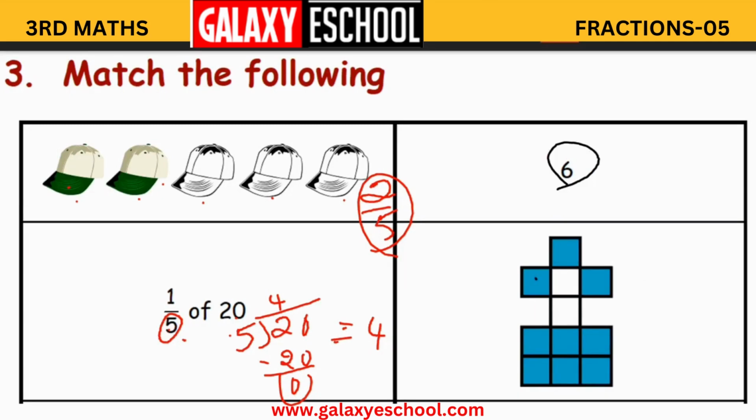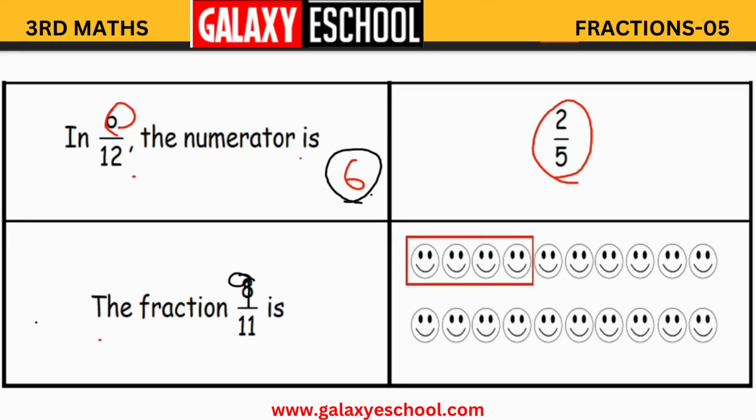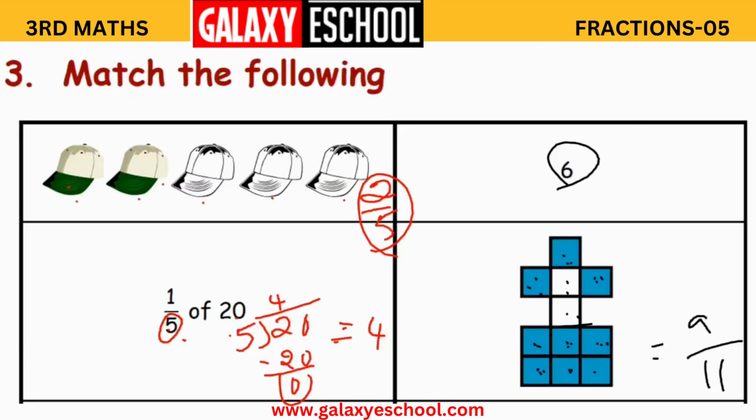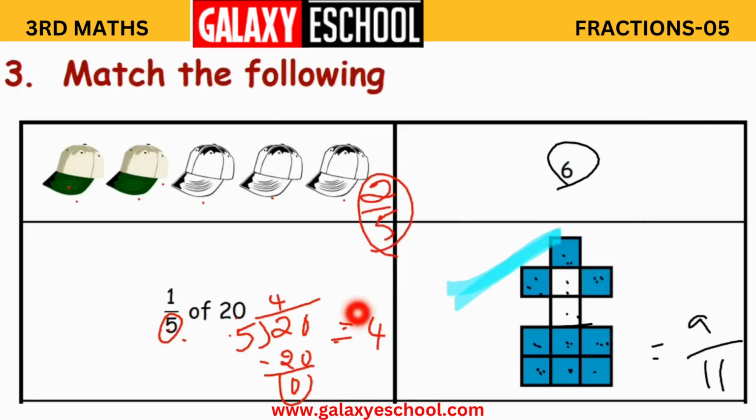And if you count the objects here, 1, 2, 3, 4, 5, 6, 7, 8, 9, 10, 11. So this is divided into 11 parts, out of which 1, 2, 3, 4, 5, 6, 7, 8, 9 parts are shaded. This is 9 by 11. I think here the question is wrong. It should be 9 by 11. So the fraction 9 by 11 is what? The fraction 9 by 11 is this. This is our fraction 9 by 11.